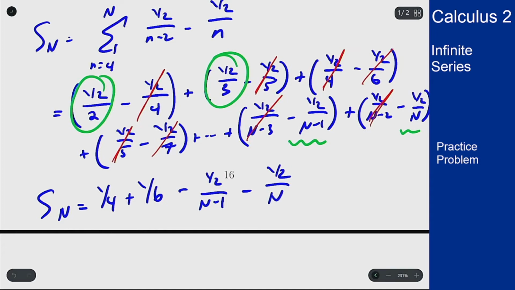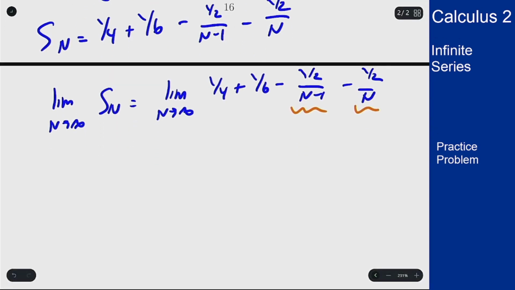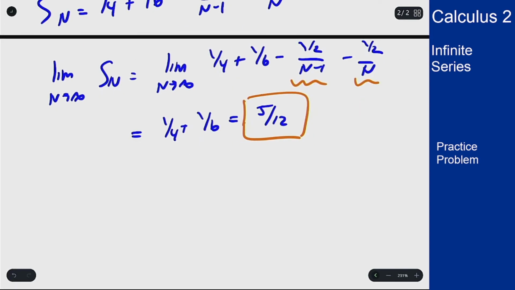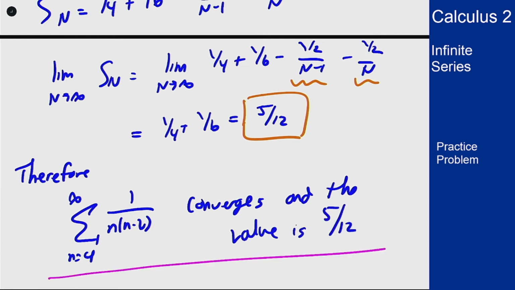But now with this, we can see what happens as we take N to infinity. In the limit, we see that both of these terms here go to 0 because they're 1 over N and 1 over N minus 1. They're both going to go to 0 as N goes to infinity, meaning the limit here, which is the entire series, is just 1/4 plus 1/6, or 5/12. Therefore, our result is that this full series converges, and the value is 5/12. This is example 1, our telescoping example.